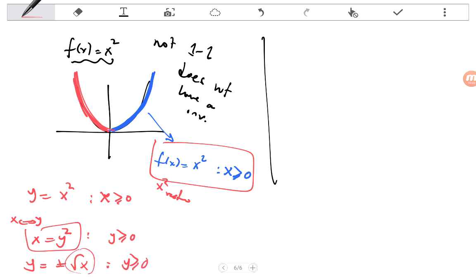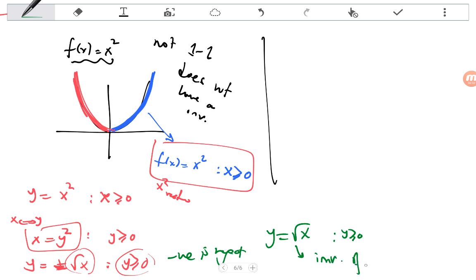I know that a root is always positive. So, is the negative suitable for this condition? No. So I reject the negative. So I just have one choice, which will be y is equal to root x, with y greater than or equal to 0, which is the inverse of x squared restricted.